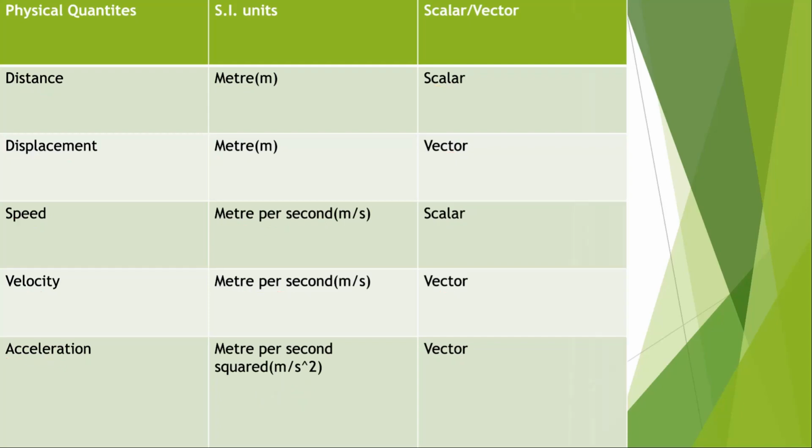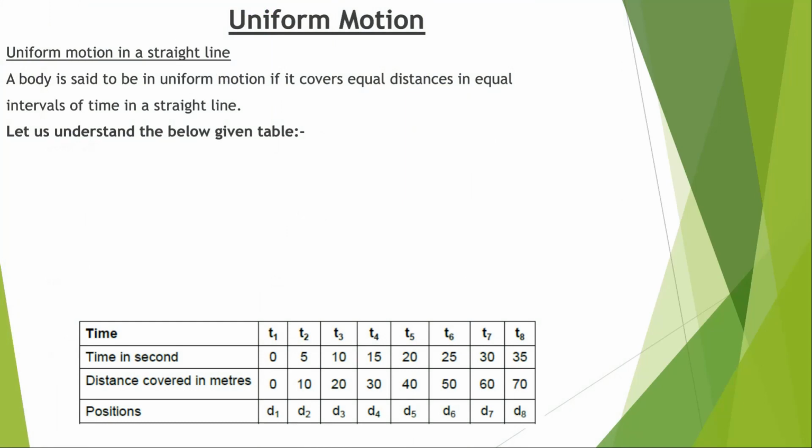Now let's move to what is uniform motion, and specifically uniform motion in a straight line. So when is a body said to be in uniform motion? A body is said to be in uniform motion if it covers equal distance in equal intervals of time in a straight line. For that there is an example given below, that is the table.